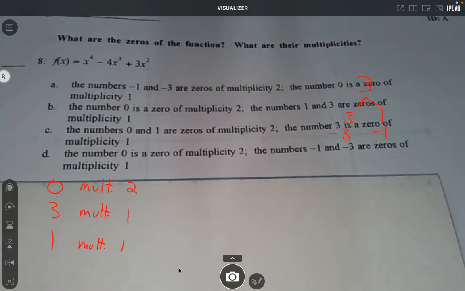So those were our 3 answers. It says the numbers -1 and -3, those were not even answers. The number 0, multiplicity 2, I got that. The numbers 1 and 3, multiplicity 1. So that's our answer B. Does that make sense? Okay. So it just lists the zeros and then their multiplicity.